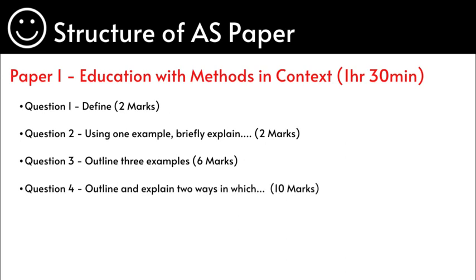Question 4 is again a 10 marker: outline and explain 2 ways in which. I'll be explaining that in a second. Question 5 is applying the item and evaluating. This is worth the most marks, so you should spend more time on this. So this is practically the structure of the paper.